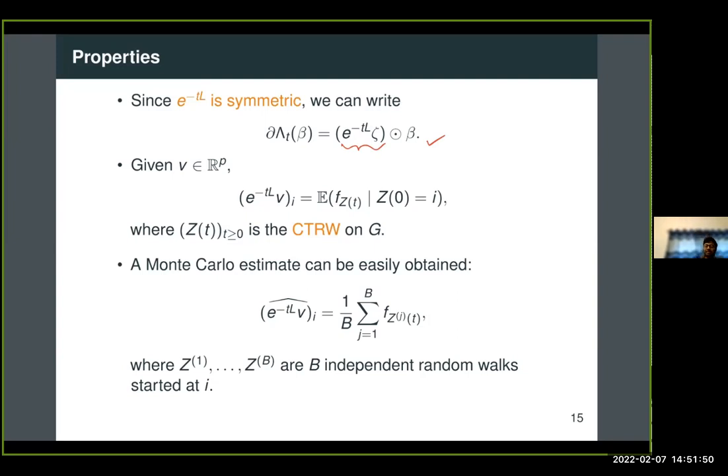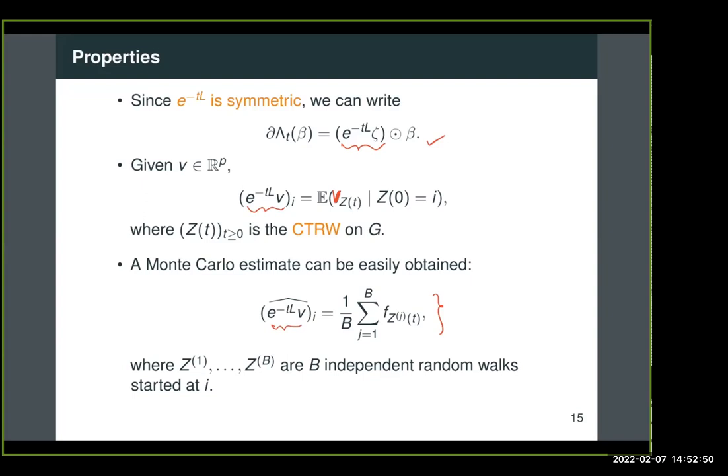So subgradient computations can be done quite easily, because you can estimate these quantities using a Monte Carlo approach. The ith coordinate of e to the minus TL at V would be exactly, okay, this is a typo, I believe, this should be V, the expectation of V at ZT, where ZT is a continuous time random walk on G started at vertex i. Therefore, you can just simulate independent random walks started at i. Let's say we simulate B of them. The empirical average would be a good estimate of this vector, provided B is large enough. And you just need to sample these B independent random walks started at each vertex at the outset, and then you can compute these vectors whenever you want.